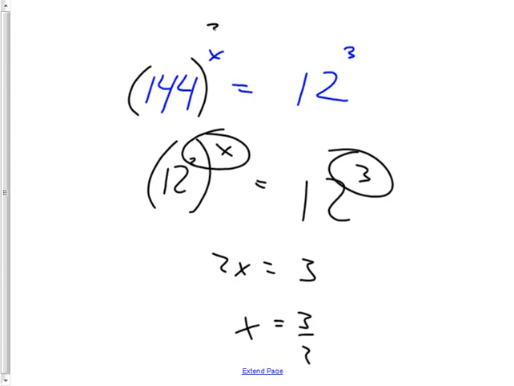So really, if I put the 3 halves right here, that's how I could check and see if it actually works. And 144 to the 3 halves, if you actually multiplied it all out, it would equal 12 to the third. All right, let me give you one more like that. Make sure you get this. 4 to the 2x minus 3 is equal to 2 to the x plus 1.